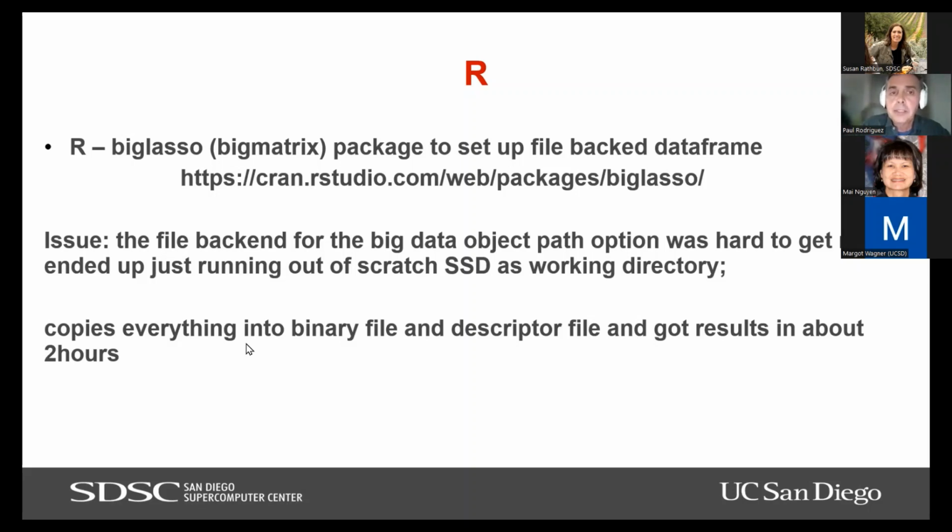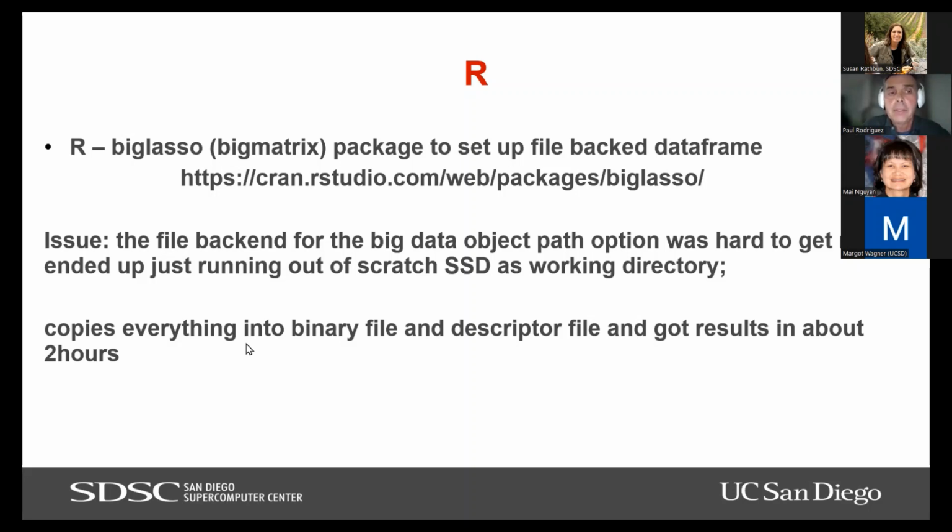All right, so R has a big lasso package. It's built on top of a big matrix package. You can find details there. The issue I found was with the file backend for the big data object. When you load the data, you have to say to put whatever doesn't fit in memory into a file in this location. That was hard to get right. The options weren't quite documented correctly, or something was missing, so I think I had to hard code it. I ended up running out of scratch space as the working directory. But I was able to get this to work, and it worked in about 2 hours. I got some results.